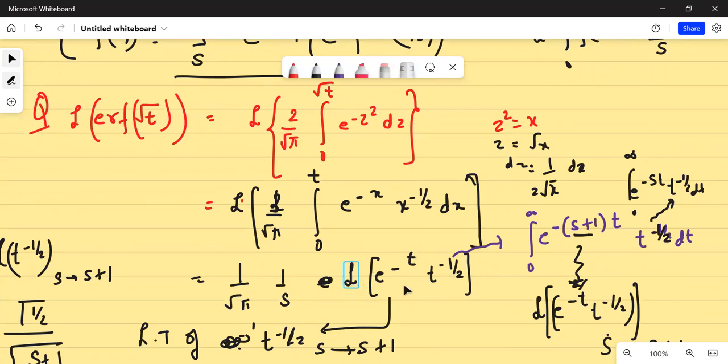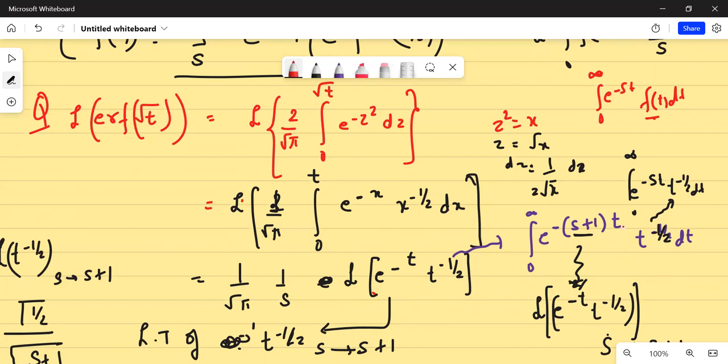Now, what would be the Laplace transform of e to the power minus t, t to the power minus half? It would be equal to the integral from 0 to infinity of e to the power minus st into e to the power minus t into t to the power minus half dt. This is the Laplace transform of e to the power minus t, t to the power minus half. Look, the Laplace transform of a function is the integral from 0 to infinity of e to the power minus st f(t). And instead of f(t), now you have this e to the power minus t, t to the power minus half. So it will become e to the power minus (s plus 1)t, t to the power minus half dt.